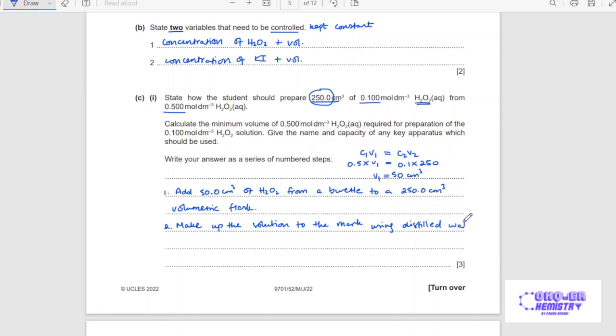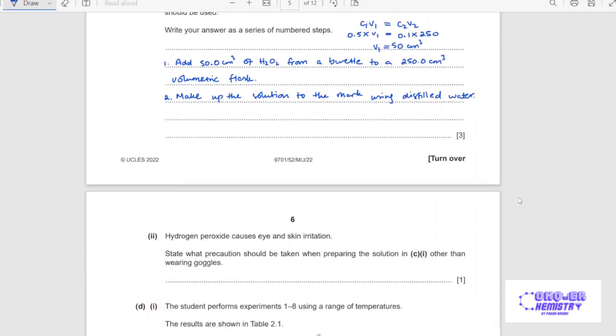All right. So we have these 2 steps, and 1 mark is for calculating exactly how much of the concentrated hydrogen peroxide we need.